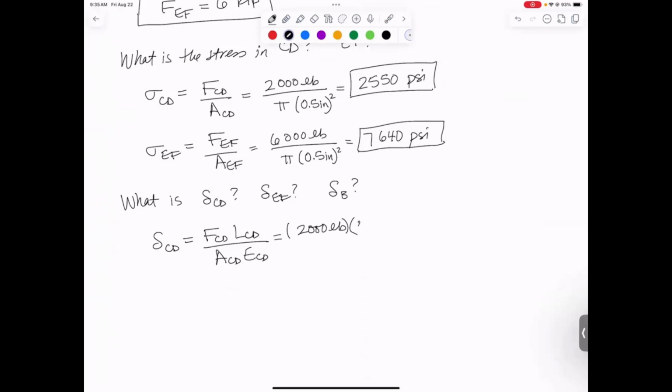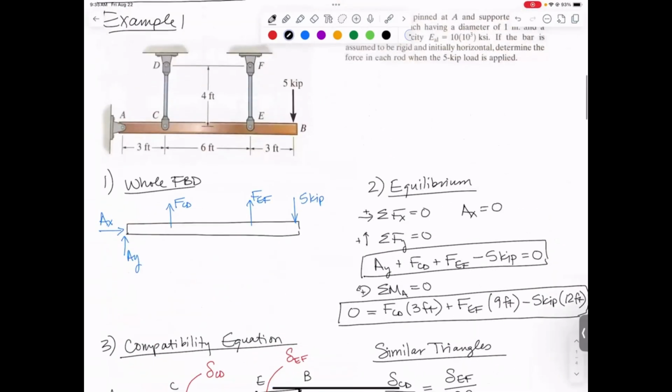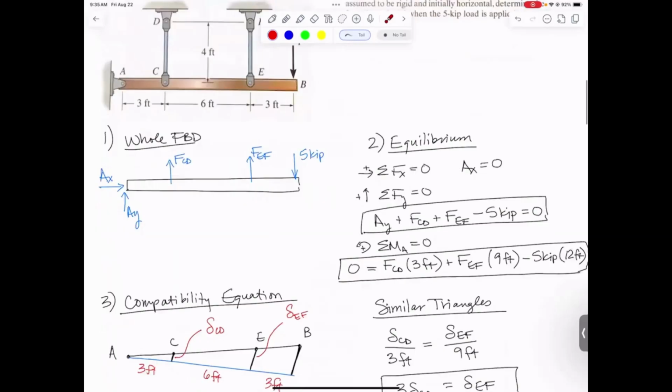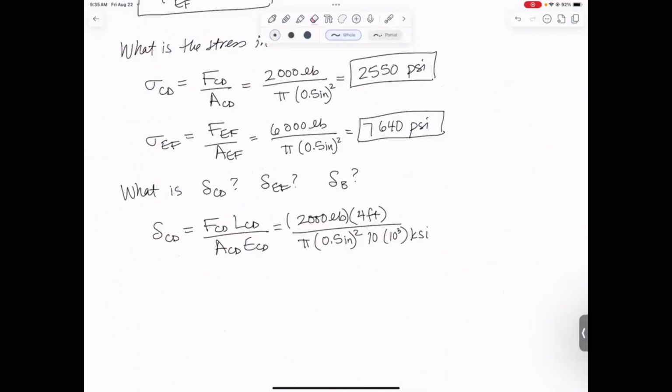So we put in 4 feet. The area we just found, pi times 0.5 inches squared. And the Young's modulus. These were made of aluminum, so the Young's modulus was 10 times 10 to the third KSI. I'm not going to write KSI. I want to write that as kips per square inch.